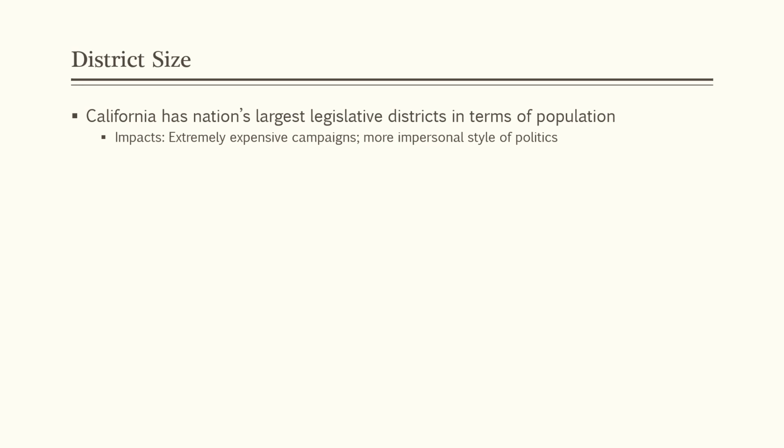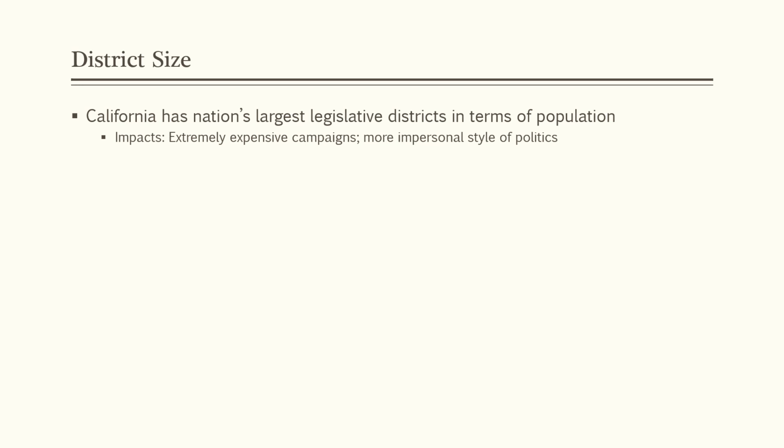That means that California is going to have extremely expensive campaigns for state legislature. If you're representing 500,000 or 1 million people, that's a lot of voters that you need to try to get your message out to, which generally means through mass media marketing campaigns. So as I mentioned in a previous module, it can regularly cost over $1 million to successfully run for a seat in the California state legislature.